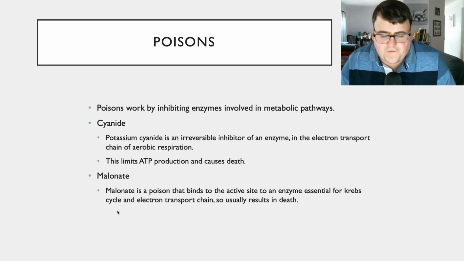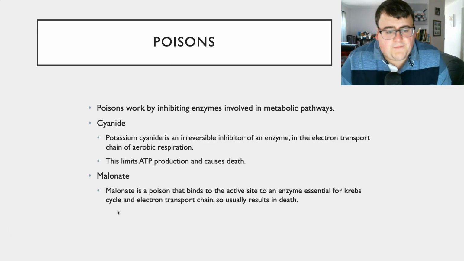We're going to look at 4 different types of chemicals that are used in everyday life to have a look at how they can interfere with cell metabolism. The first ones we're going to look at are poisons. So poisons work by inhibiting enzymes involved in metabolic pathways. There's 2 main poisons that we're going to talk about. We're going to talk about cyanide and malonate.